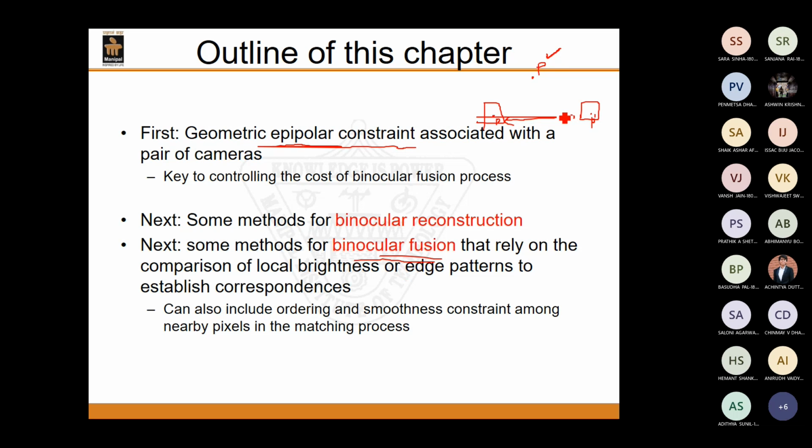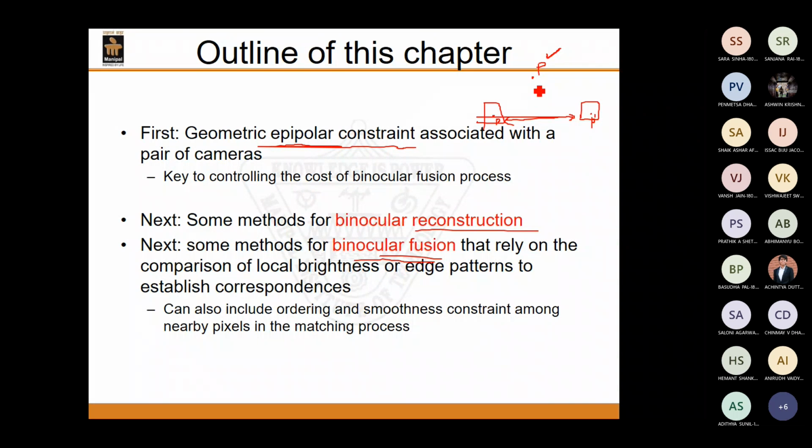Okay. Now, once you have this correspondence, we try to compute this 3D point. And that method is called binocular reconstruction. So we start off with the prior knowledge of the camera parameters, or we try to calculate the camera parameters. Once that is known, we make use of the epipolar constraint, and we find the binocular fusion, or the correspondence between pixel pairs. And once we have the correspondence points, I can finally reconstruct the 3D point.